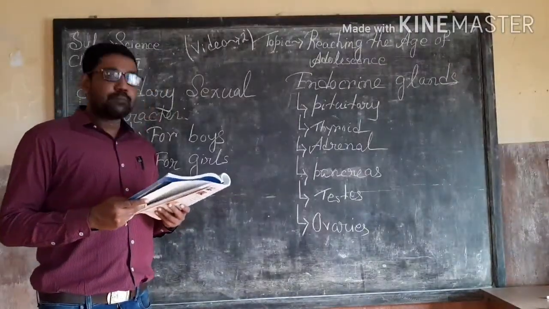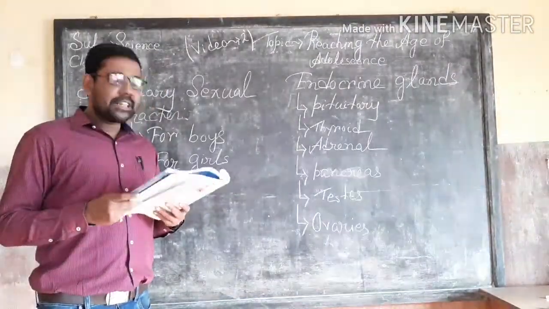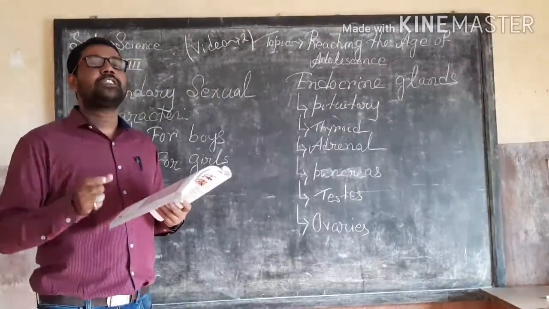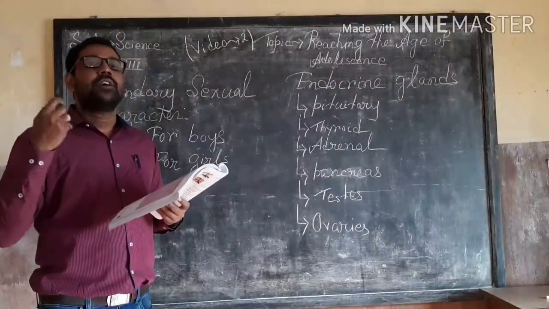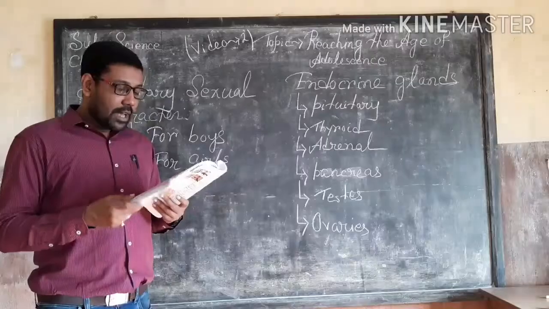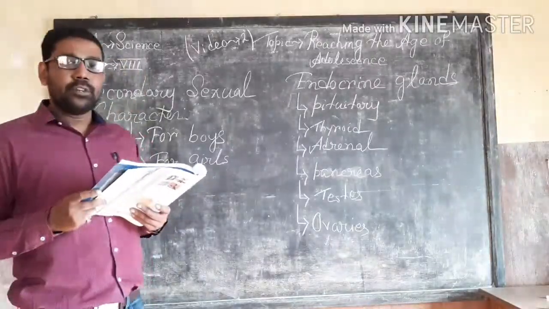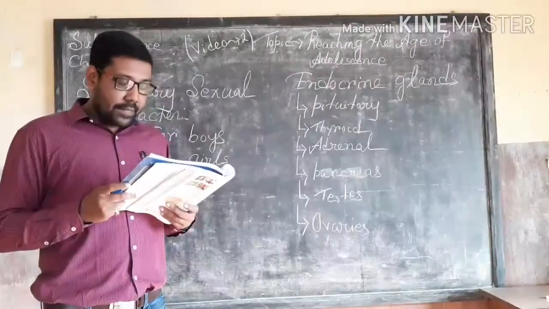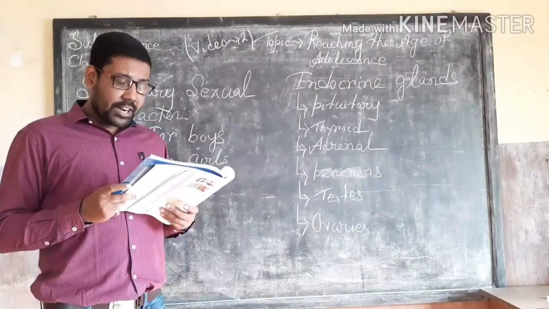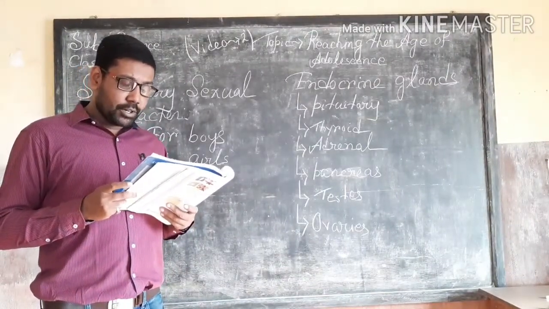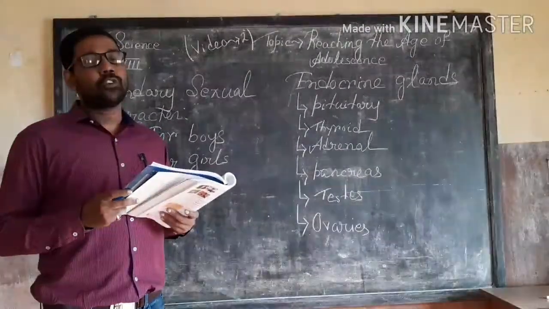Next one is pancreas, near the liver. The location for this gland, the pancreas, is near the liver, and the hormone is insulin. The function is to regulate the level of sugar, and lack of insulin causes diabetes.